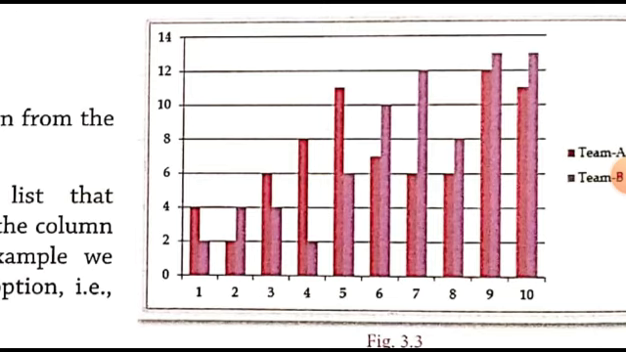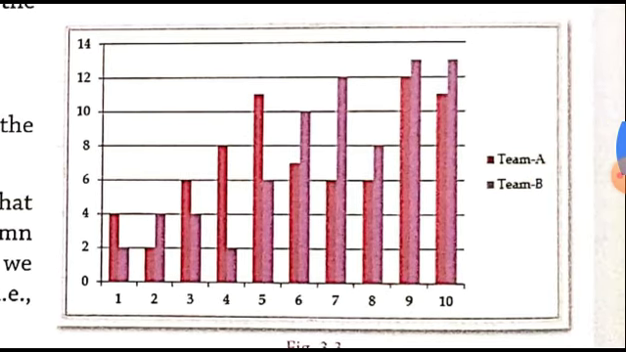The y-axis has the values of the runs scored in that particular over by the two teams. And here we can see there are two different colored rectangles for every over number. One color is used for team A, the darker color is used for team A runs, and the lighter colored rectangle is for showing the team B runs.